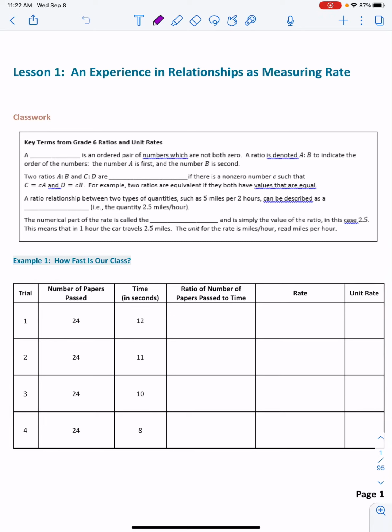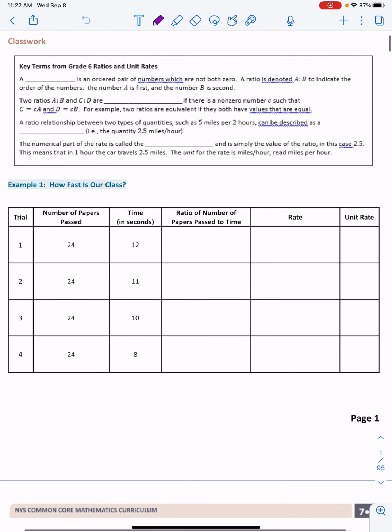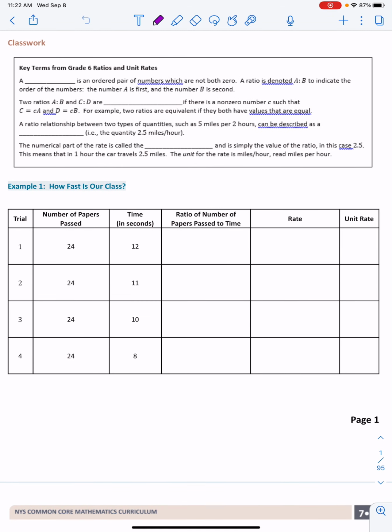This is lesson 1, an experience in relationships as measuring rate. All right, first thing, key terms from grade 6, ratios and unit rates.